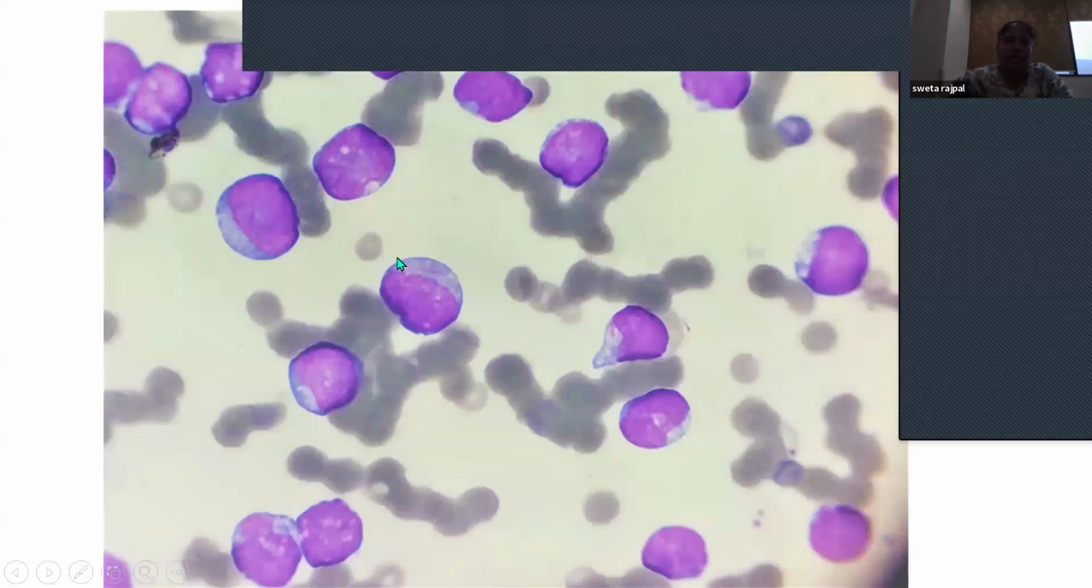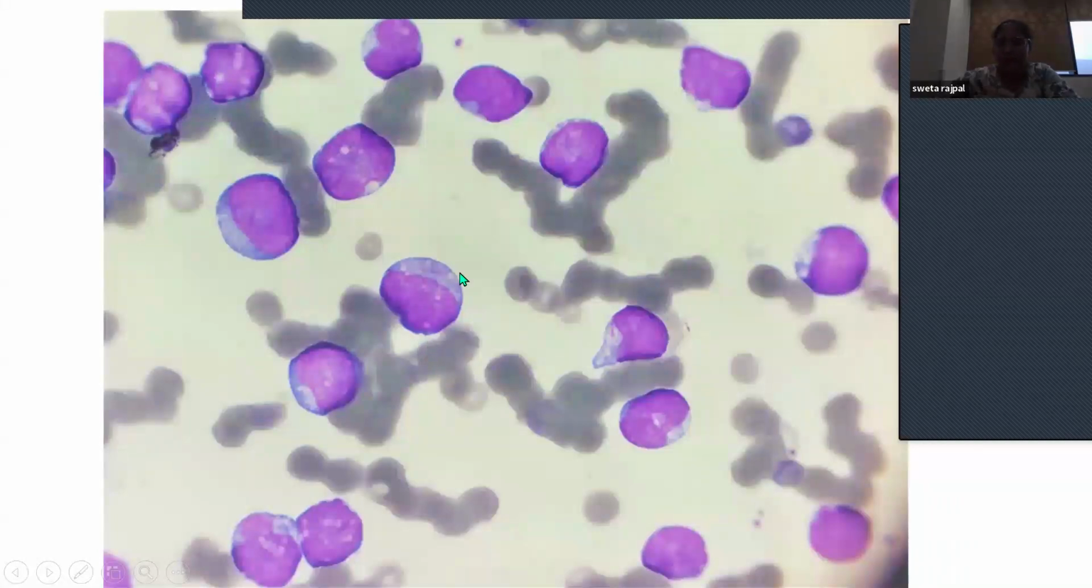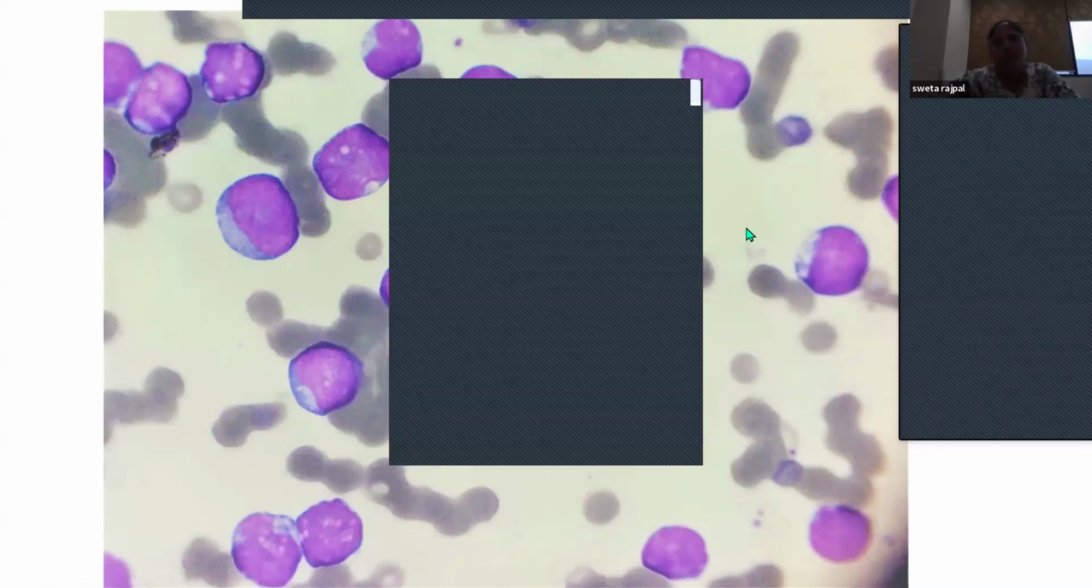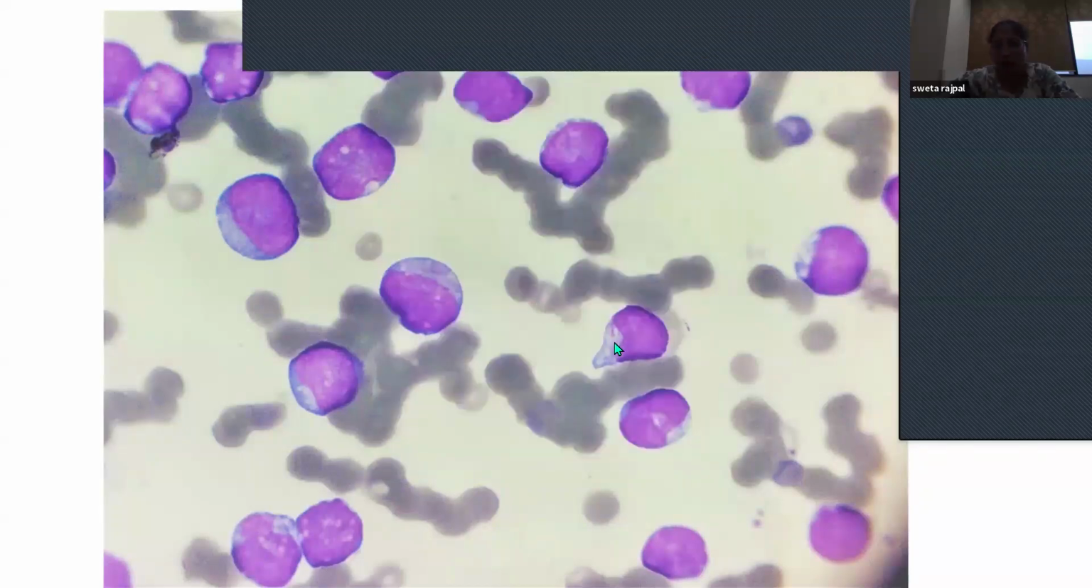And here what we can see, as compared to the previous case where the cytoplasm was very less, is relatively a little more cytoplasm. And in the cytoplasm, we can appreciate these long things. So what are these? Okay. So someone has said Auer rod. So yes, these are Auer rods. These are long, thin, slender Auer rods that we can see.